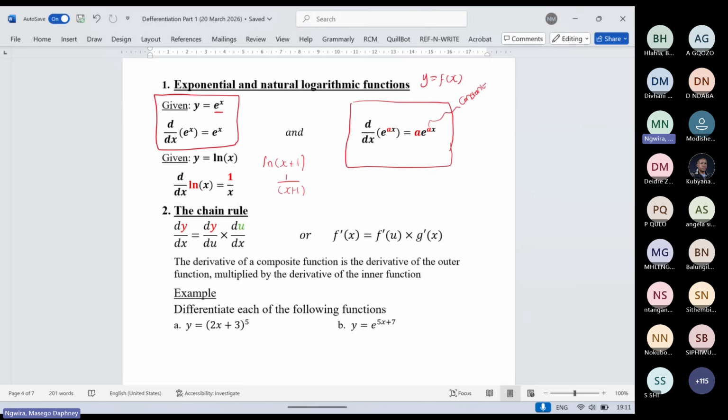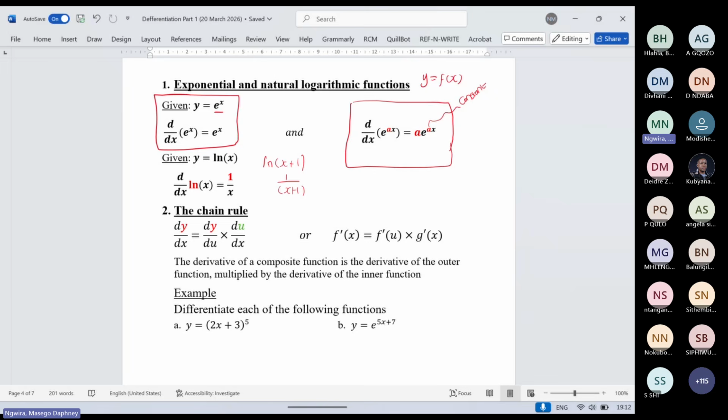It is formed by combining two functions together. It will make sense when I do it. So the chain rule says that the derivative of a composite function is the derivative of the outer function, then you multiply by the derivative of the inner function. Again, it's going to make sense when I do it.